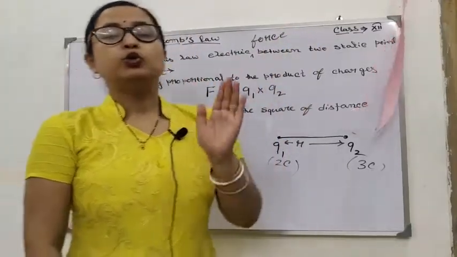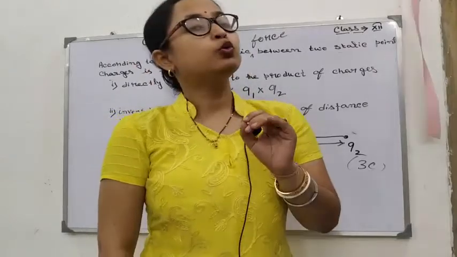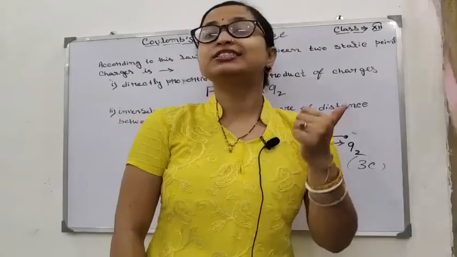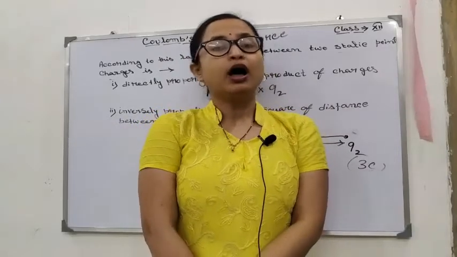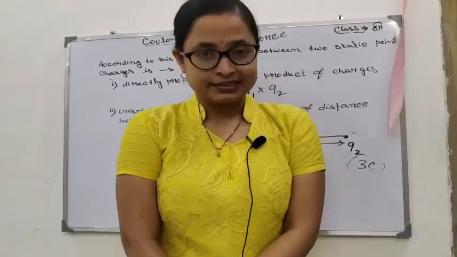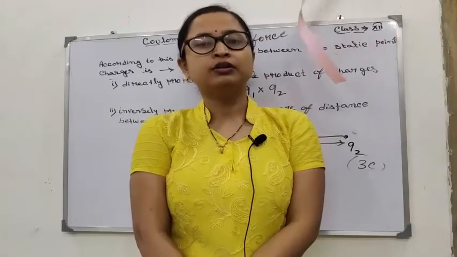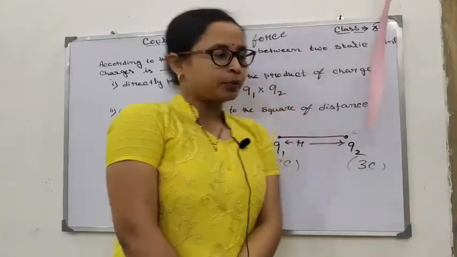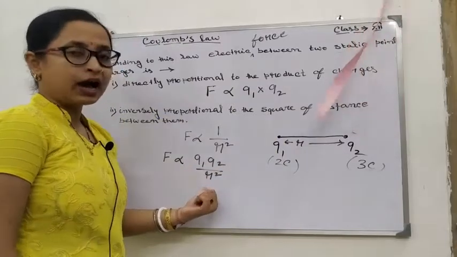So, according to Coulomb's law, electric force between two point static charges is directly proportional to the product of their charges and inversely proportional to the square of the distance between them. So, together we can write F is equal to Q1 Q2 by R square.